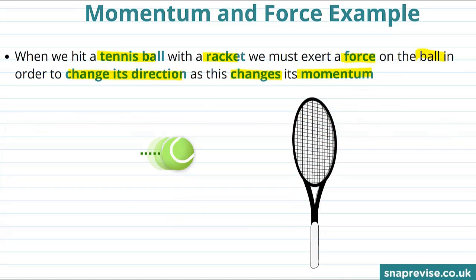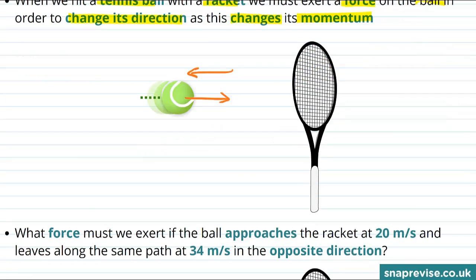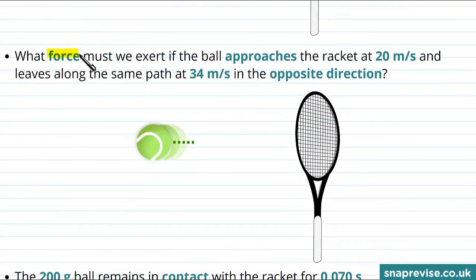So what we're saying is a force is required to stop the tennis ball going this way and to make it move in the other direction. Now let's do a calculation. The question is, what force must we exert if a ball approaches a racket with 20 meters per second and we intend for it to leave along the same path at 34 meters per second in the opposite direction?